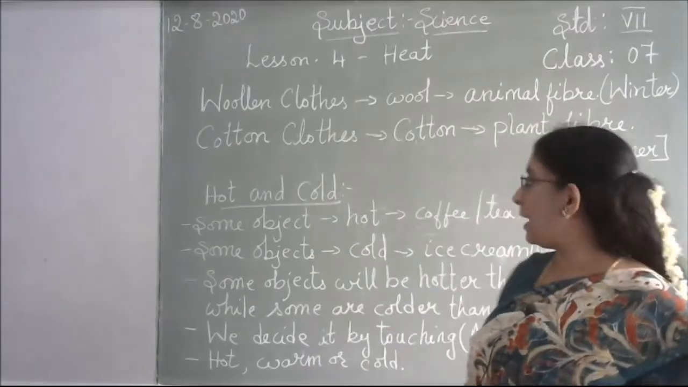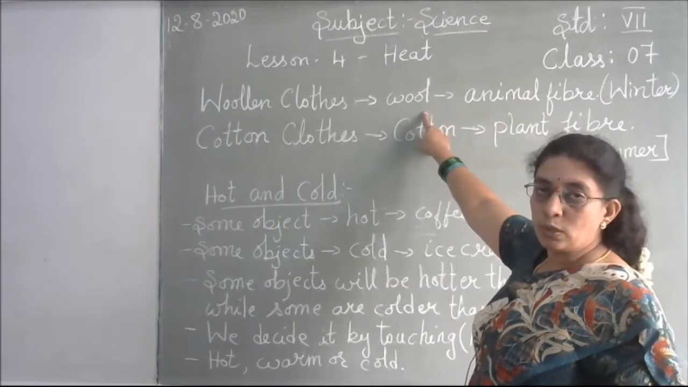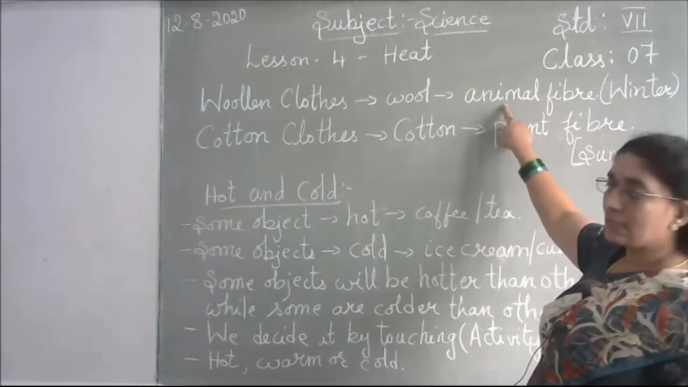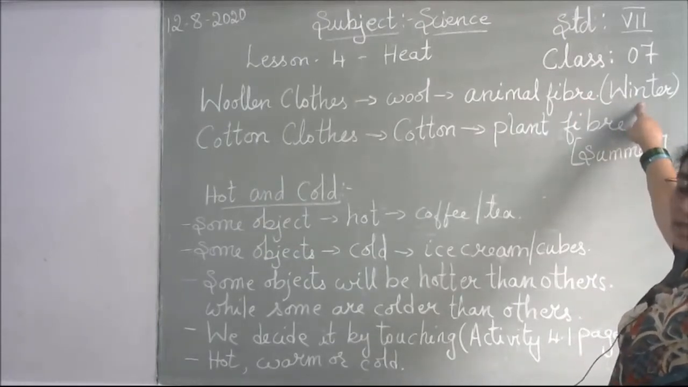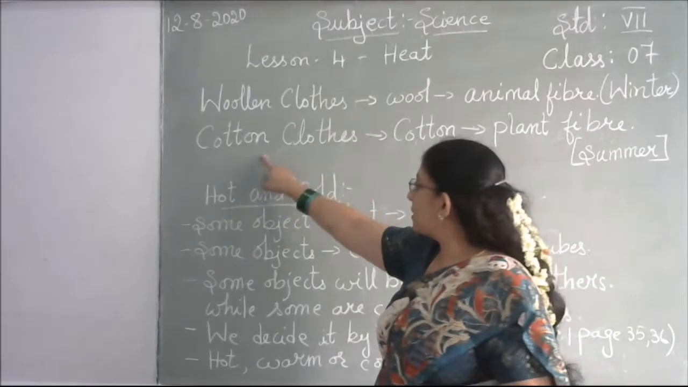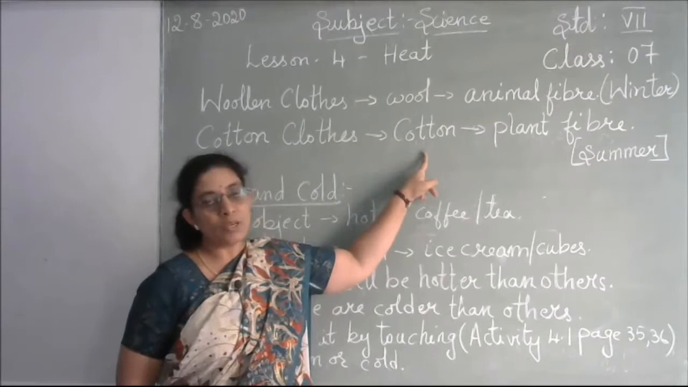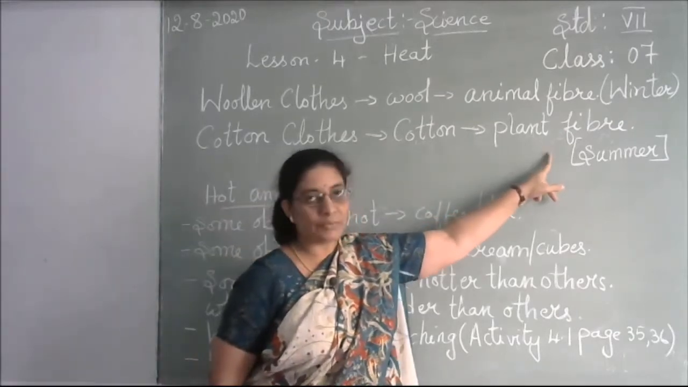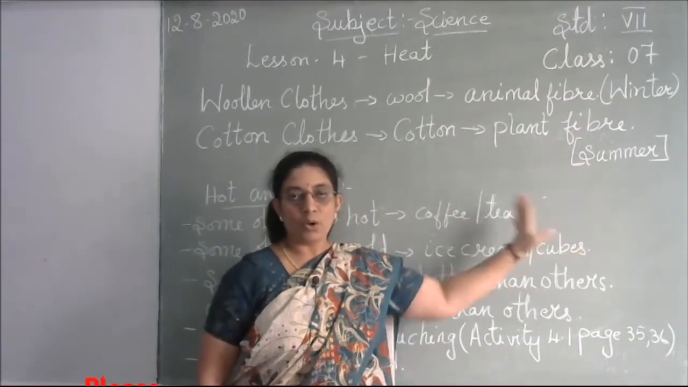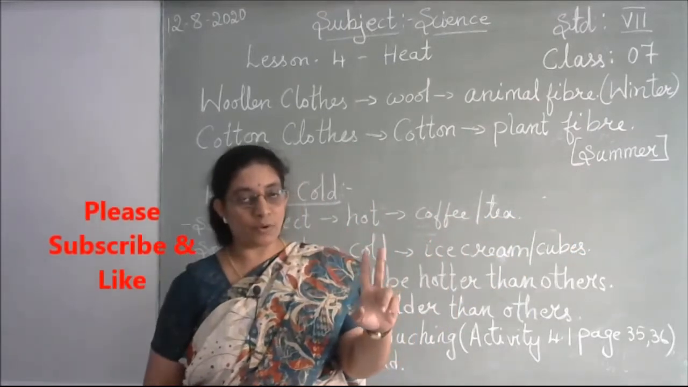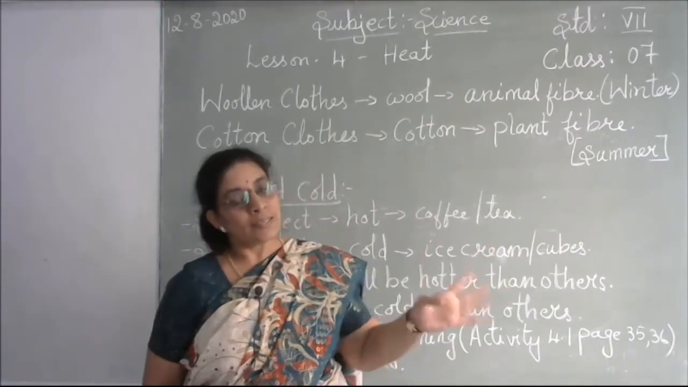That is what I have mentioned here. Woolen clothes are made from wool, and from where do we get the wool? It is an animal fiber, and it is used only during the winter season. Now we'll see cotton clothes. Cotton clothes are made from cotton, and cotton is a plant fiber. It is used during the summer season. So mainly we use two types of clothes: woolen clothes for winter season and cotton clothes for summer season.